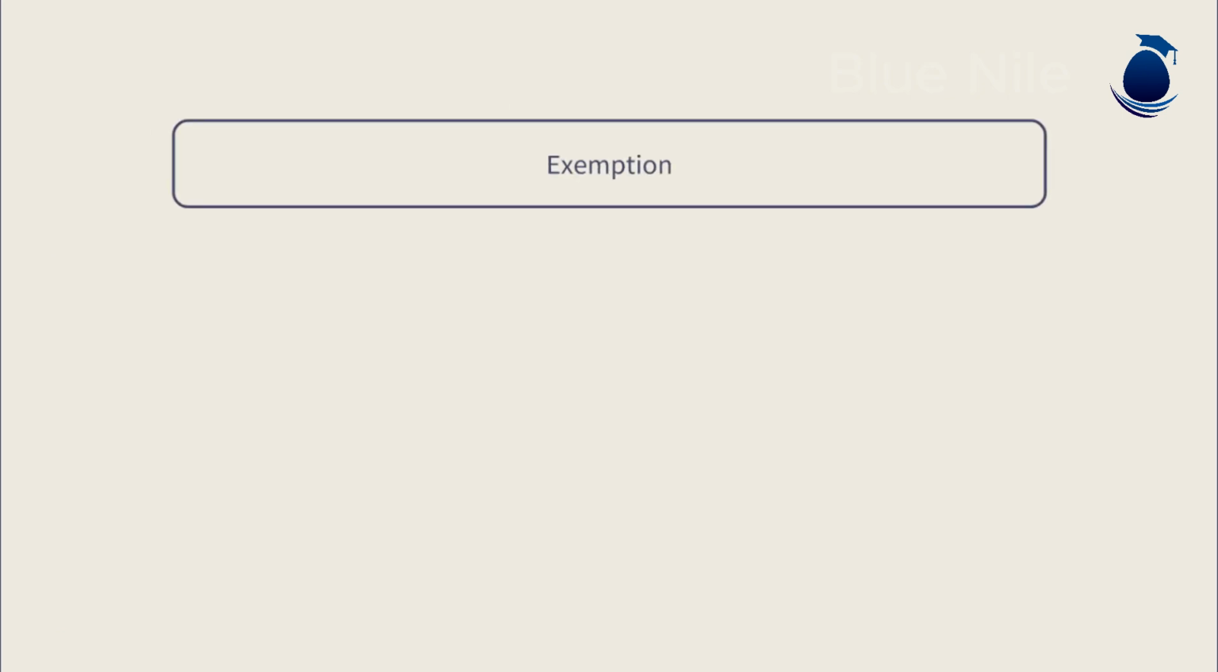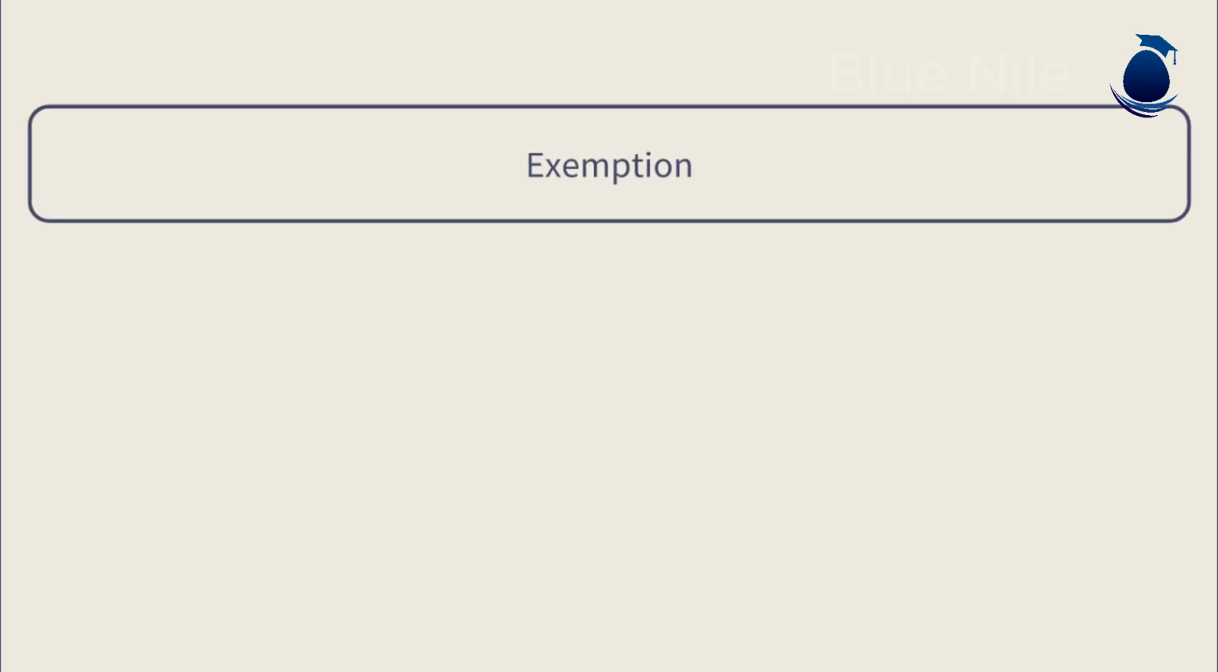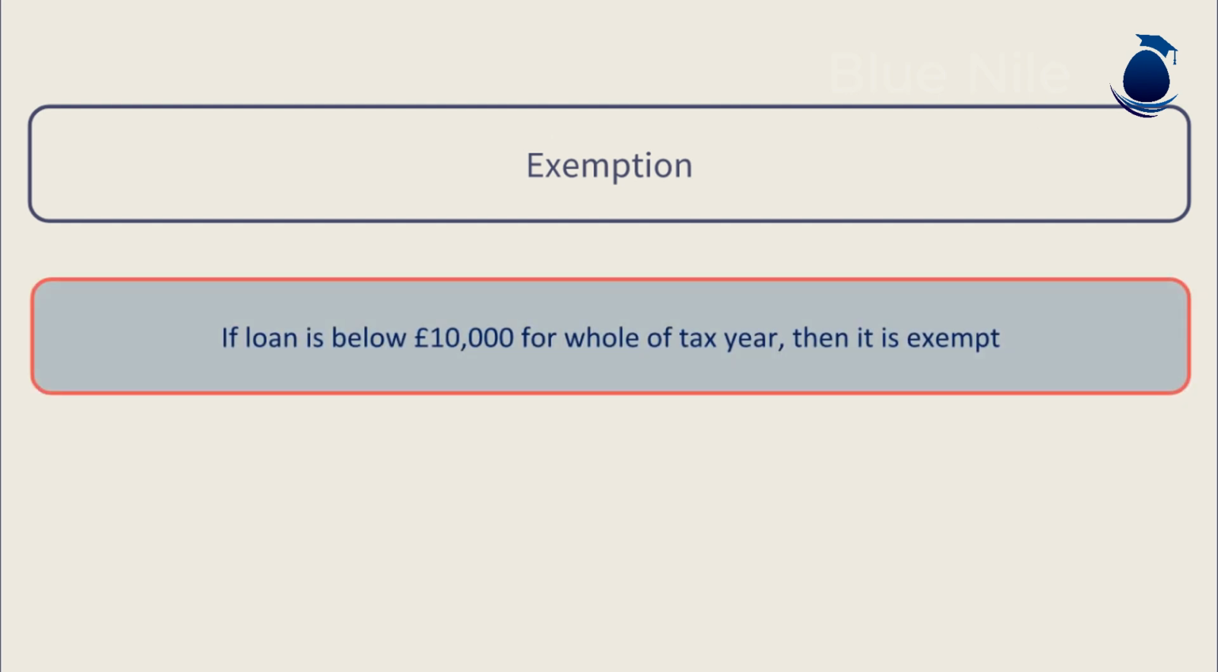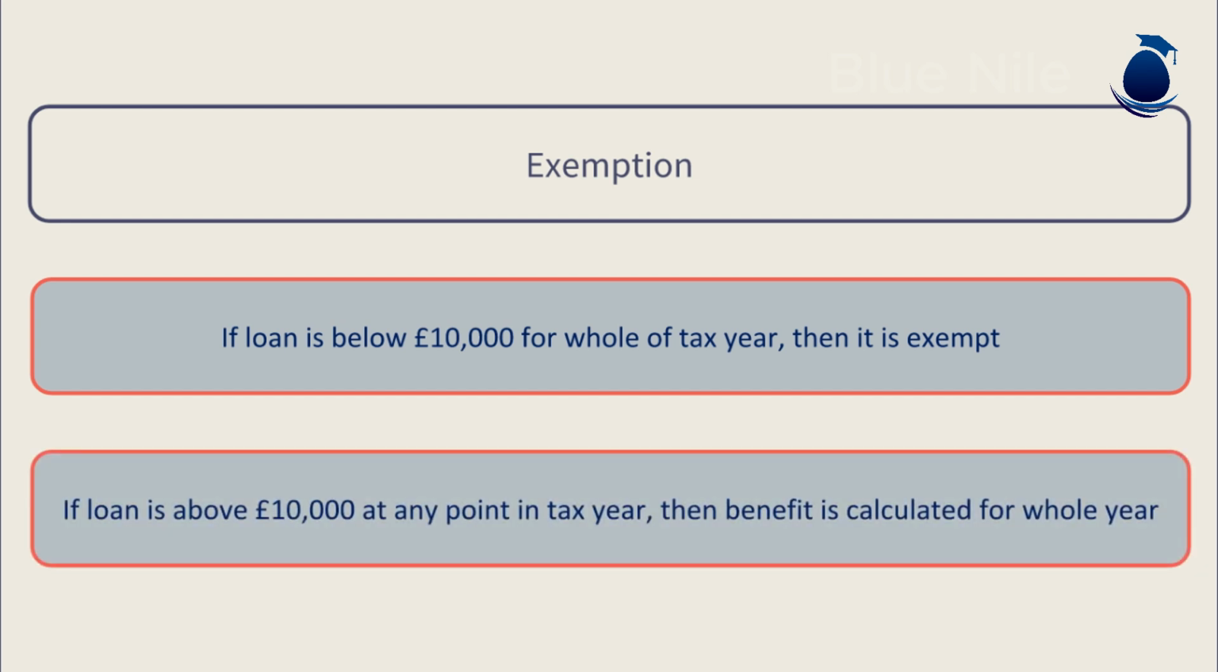Before we look at any detail, let's start with the rule about an exemption which applies to this benefit. If the value of the loan remains below £10,000 for the whole of the tax year, no benefit is calculated as it's exempt. This is primarily to allow employers to make loans to employees for things like season tickets for trains or the underground to get to work. Note though that if the value of the loan exceeds £10,000 at any point in the tax year, a benefit is calculated for the whole year, not just the period where the balance is greater than that limit.